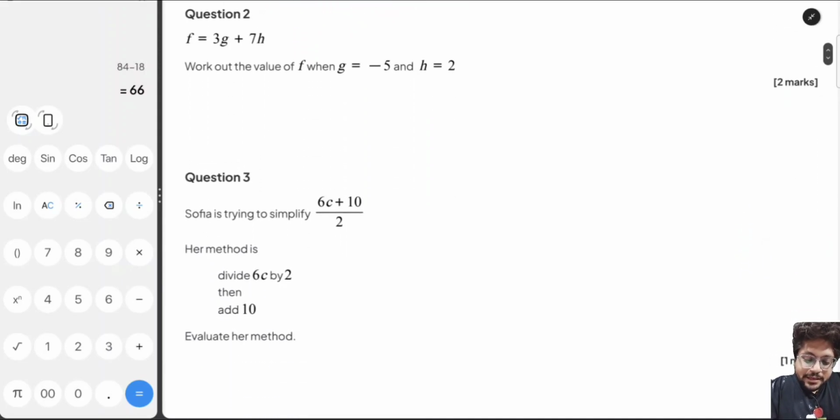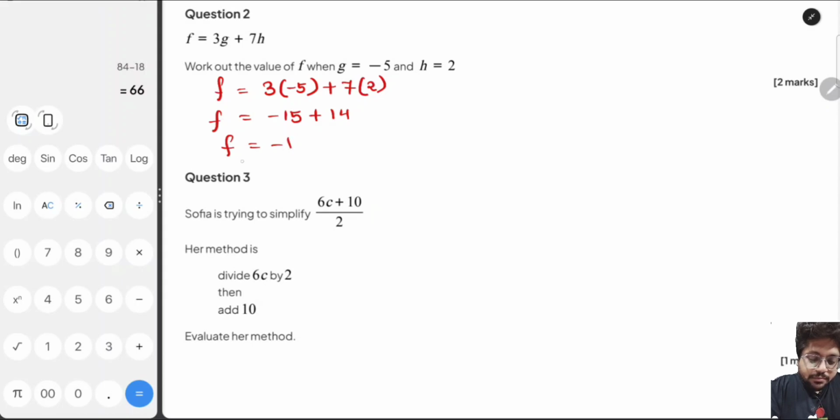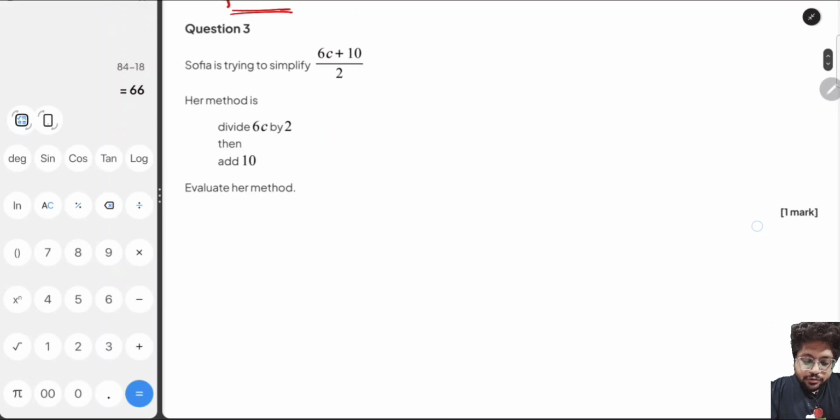Question number 2. So f is equal to 3g plus 7h and the value of g and h are given. We are supposed to find the value of f. This kind of questions we have already done in paper 2 also, but here you can use calculator to do your calculation. So f is equal to 3 times g is minus 5 plus 7 times h is 2. So f is equal to 3 times minus 5 is minus 15 and 7 times 2 is 14. So f is equals to minus 1. Minus 15 plus 14 is minus 1. Clear?